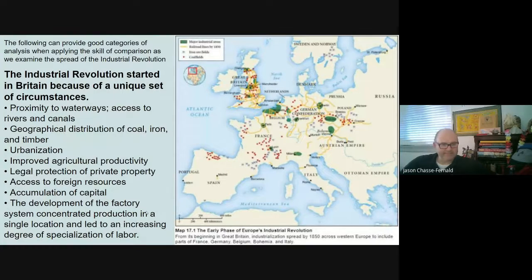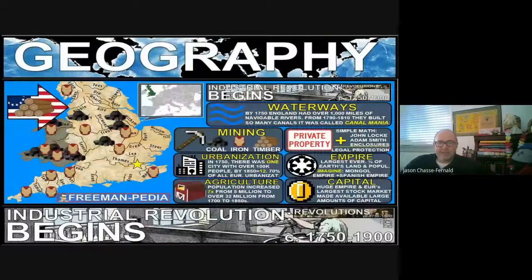Development factory system concentrated production in a single location and led to increasing degree of specialization of labor. So this is going to become one of the effects. Right. So the question is, were these unique to only England? And what is it about England that makes it unique?